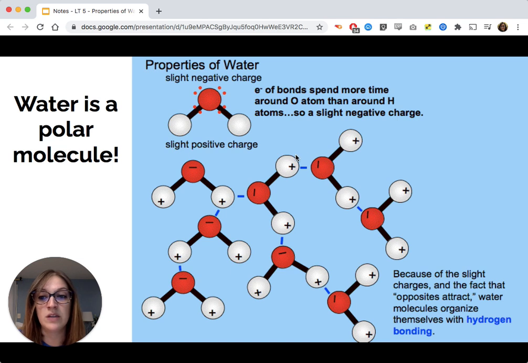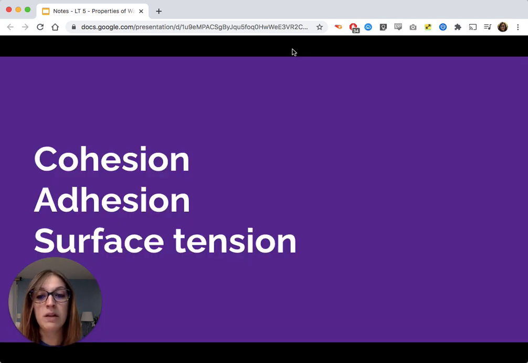The relative negativity of the oxygen atom and the positivity of the hydrogen atoms result in water molecules that organize themselves in such a way that they can hydrogen bond between the positive hydrogen of one molecule and the negative oxygen of another. As a result of this hydrogen bonding, water has some very unique and important characteristics for life. We'll be learning about cohesion, adhesion, and surface tension.